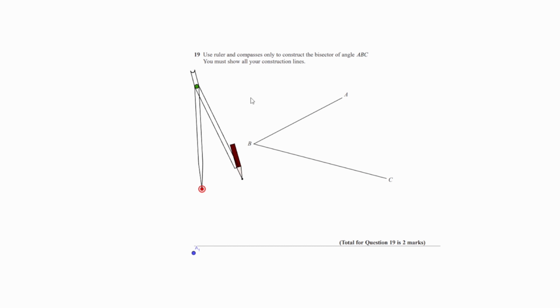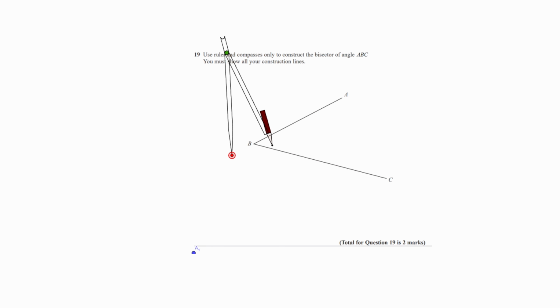Let's have a look at question 19. So use ruler and compasses only to construct the bisector of angle ABC. You must show all your construction lines. So the bisector is the line that cuts the angle in half. So we're going to draw a line through B, and all the points on that line are going to be equidistant, so equal distance from AB and from BC.